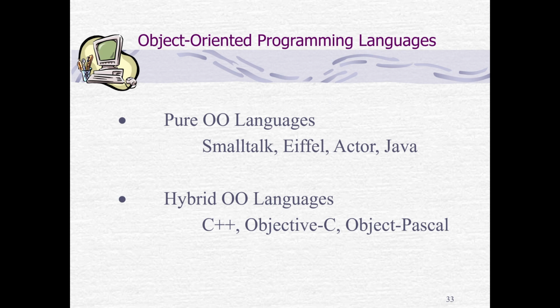So these are the main features of object oriented languages. The pure object oriented languages are, for example, Smalltalk, Actor and Java. The hybrid object oriented languages are C++, Pascal and Objective-C.